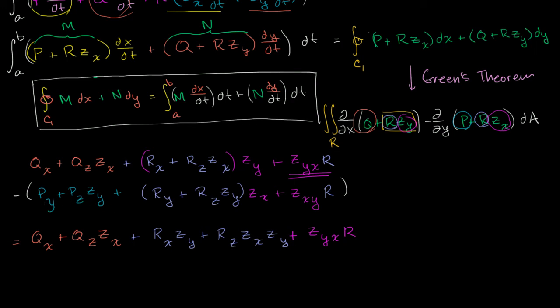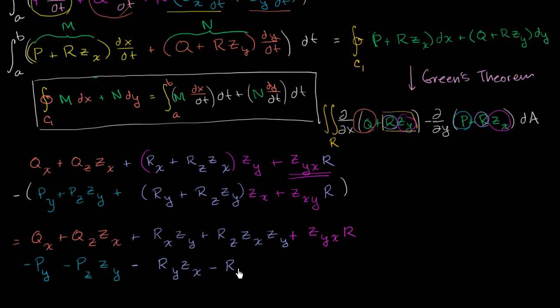So minus, I'll do it in the blue, minus the partial of p with respect to y minus the partial of p with respect to z times the partial of z with respect to y. And then we're going to subtract from that minus the partial of r with respect to y times, we want to distribute this, times the partial of z with respect to x minus the partial of r. This gets a little bit tedious, but hopefully it'll get us to where we need to go.